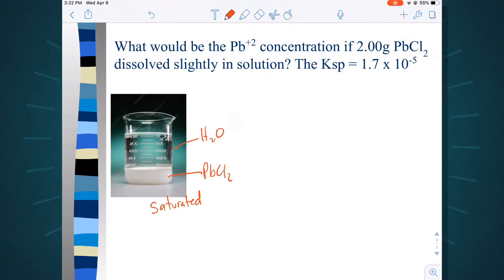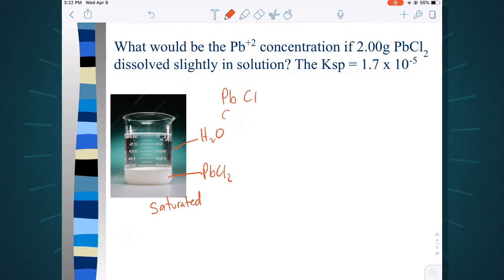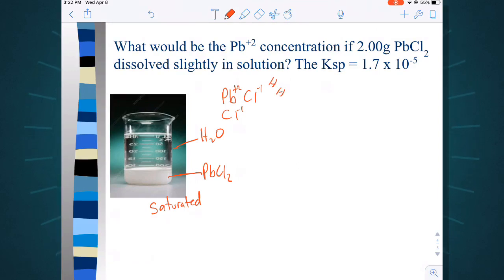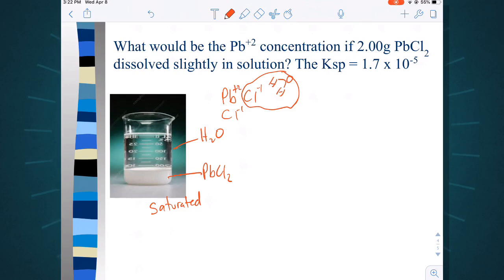So it doesn't dissolve well, but water is coming in. So if we picture our Pb and our Cl and our Cl, right? This is my structure, Pb plus 2, Cl minus, Cl minus. We know that there have been a few waters that have come in and pulled that chlorine off, right? There's a few of them, maybe not a lot, but there is a few.